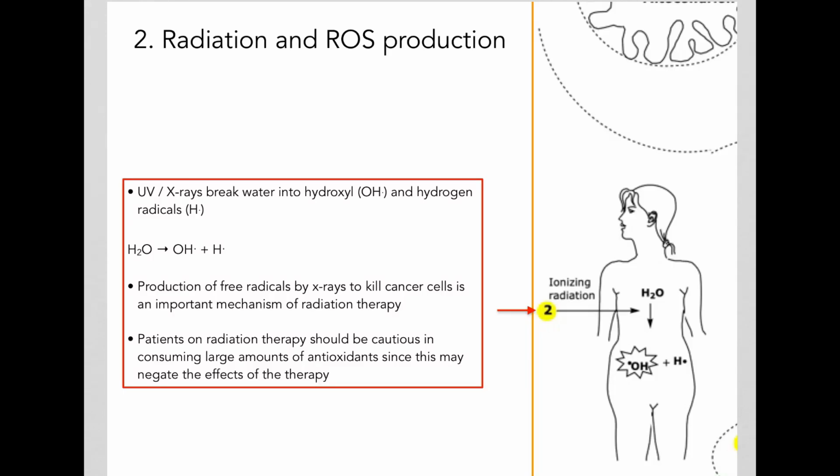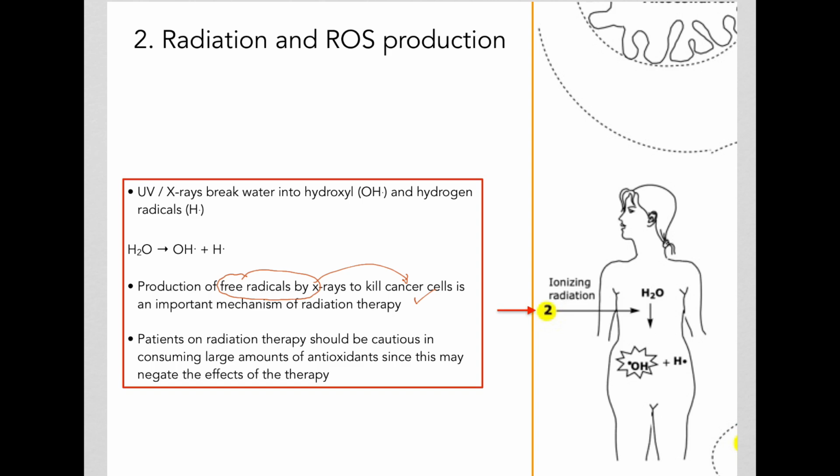So besides metabolism, free radicals can be generated by radiation. Ultraviolet light, X-rays, as well as other strong radiations can break water into the hydroxyl radical and the hydrogen radical. This actually is the mechanism of radiation therapy for cancer, because that's what happens. By radiating the cancer cells, free radicals are produced in the cancer cells, and these free radicals then will hopefully kill the cancer cells.